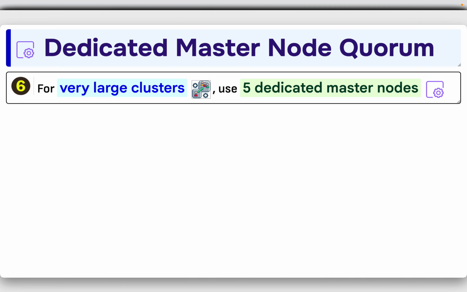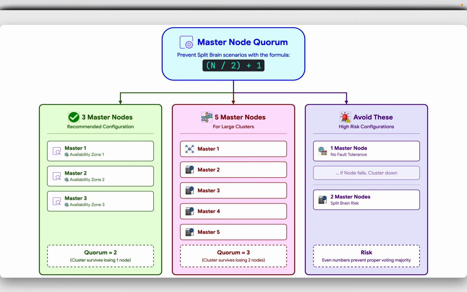For very large clusters, use 5 dedicated master nodes. This provides higher fault tolerance as the cluster can survive losing 2 nodes. So the diagram shows the master node quorum concept with 3 configurations. So we have 3 master nodes with a quorum of 2, 5 master nodes with a quorum of 3, and configurations to avoid like 1 or 2 master nodes.